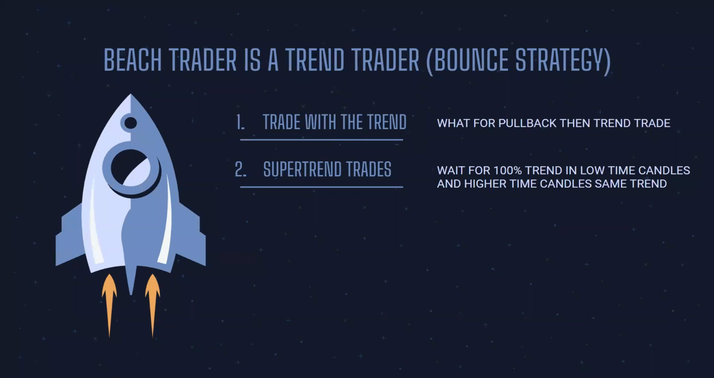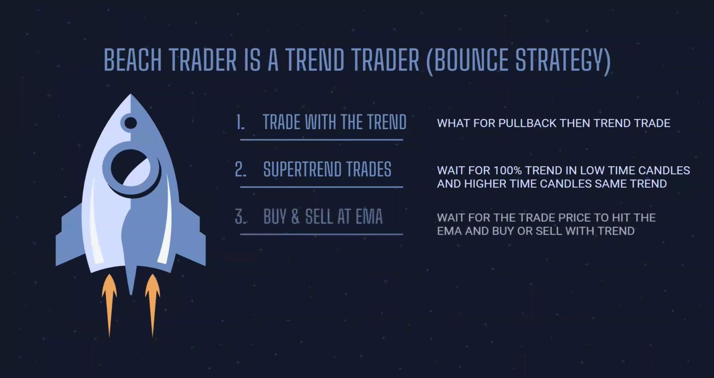All right. So where do I know to get in, Beast Trader? Okay, right here. Buy and sell at what? The EMA. Wait for the trade price to hit the EMA and buy or sell with the trend. So wait for it to breathe, hit the EMA, and then you take it going up or down according to what trend it's in.